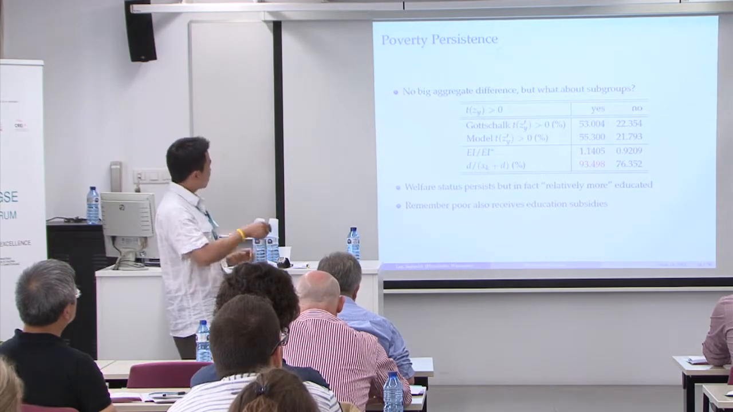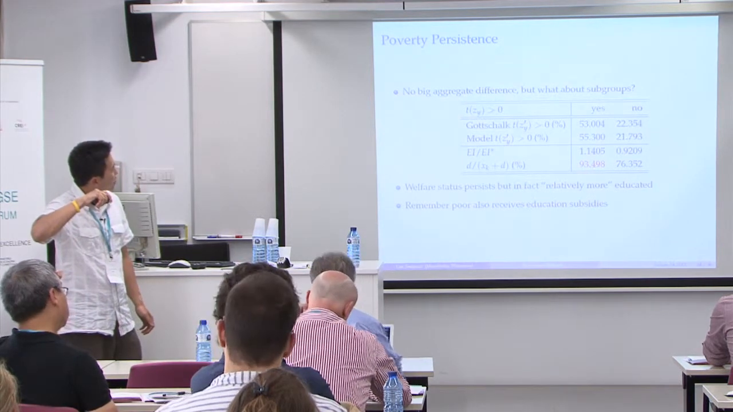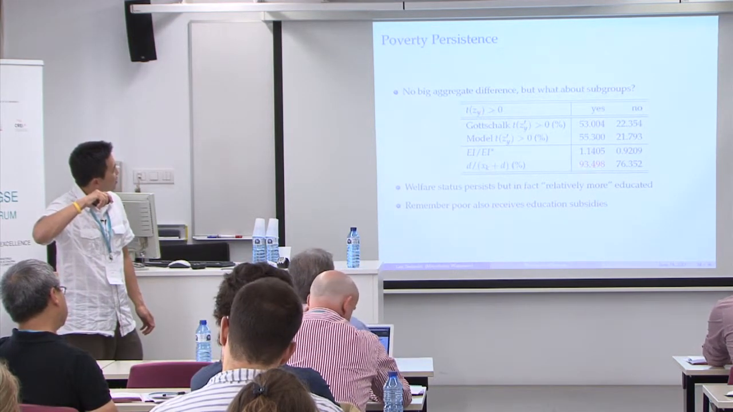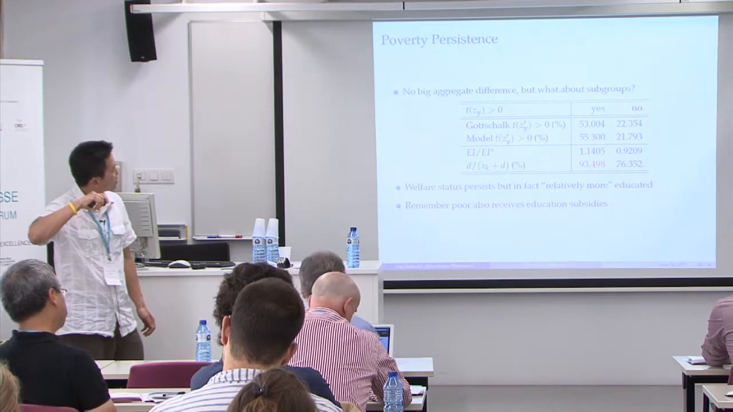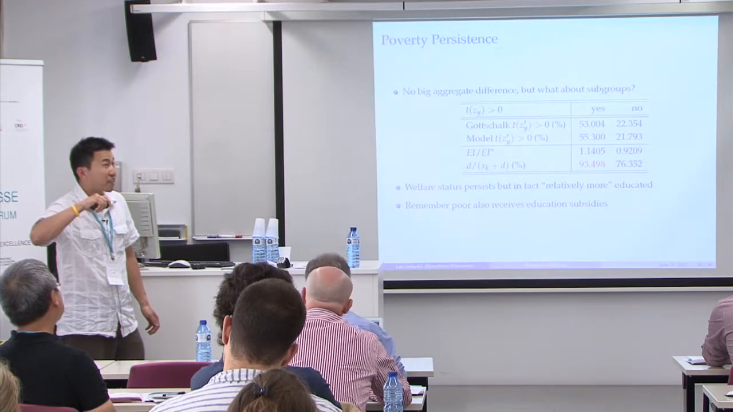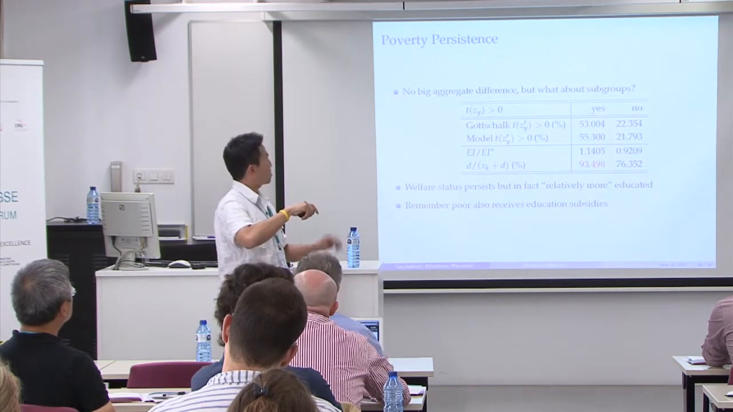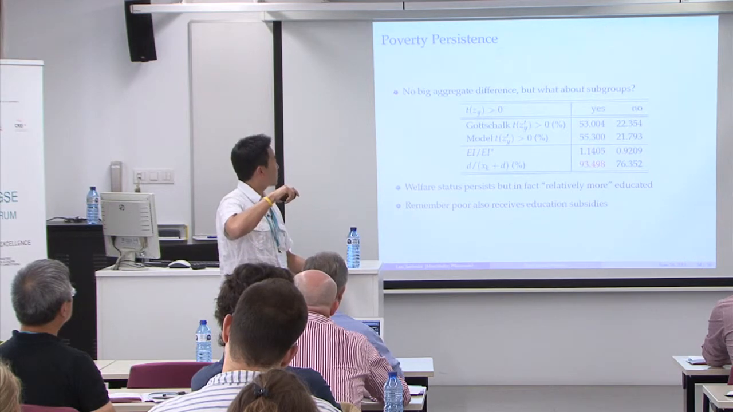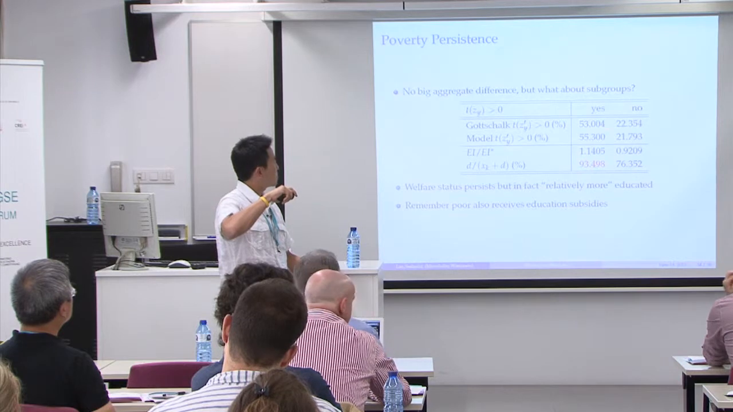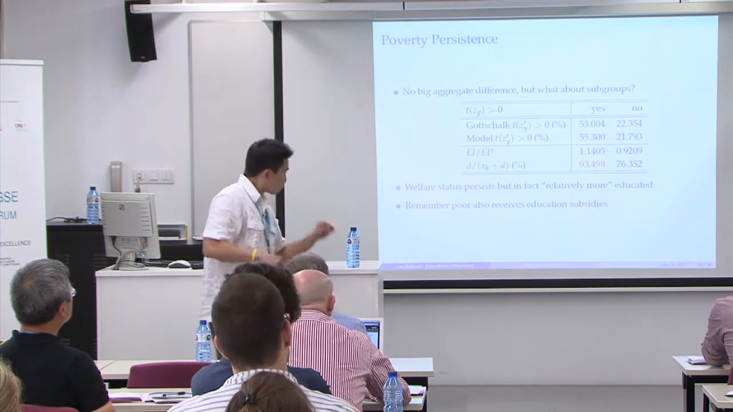So we have this T of Z, which is just whether or not you receive these transfers. There's a study by Gottschalk, I think in 1996. And this is not targeted at all again. We're just looking at those who receive welfare or not.